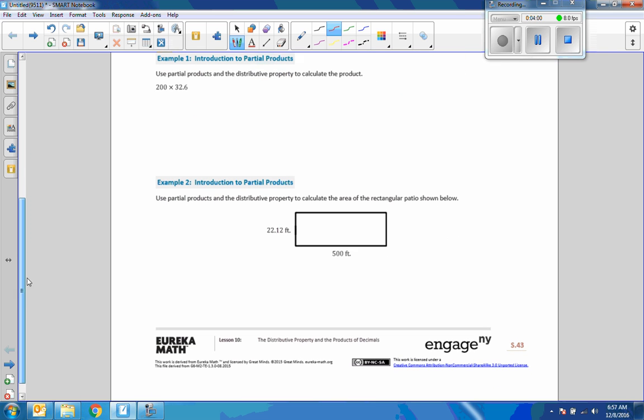So now when I come down to this, use partial products and the distributive property to calculate the product. So what they mean is we're going to multiply 200 times 32, and we're going to multiply 200 times the decimal in two separate steps. So I'm going to take that 200, and I'm going to multiply it by, and I'm going to put parentheses here because that means times, the whole number portion, 32, and then I'm going to add a decimal, 0.6. 32 plus 0.6 is 32.6. This is still equivalent to that. Nothing has changed.